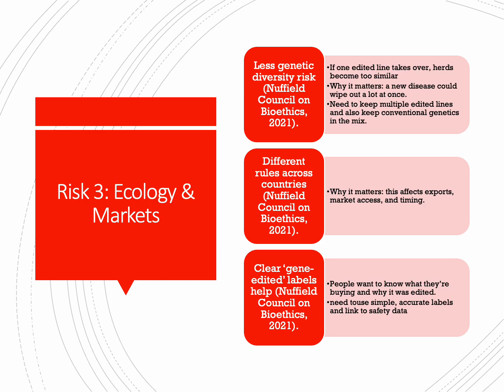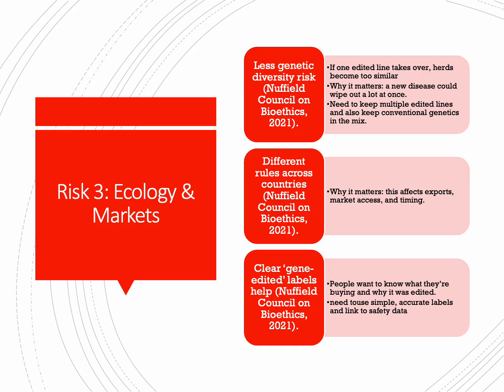The third risk I would like to talk about involves ecology and the markets. This is because there would be less genetic diversity within animals. So if one edited line takes over an animal population, then the herds can become too similar. And this matters because if there is a new disease that this edit is susceptible to, it could wipe out a lot of animals at once. So in order to combat this, we need to make sure to keep multiple edited lines, but also keep conventional genetics in the mix.